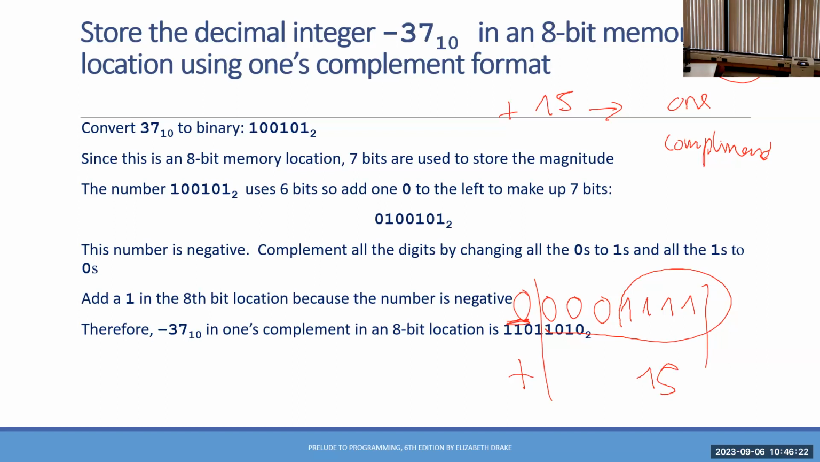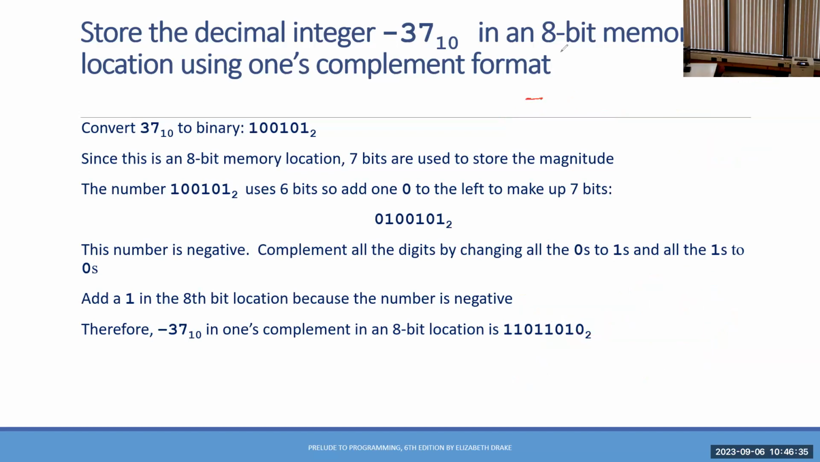So if it's a positive number, the format is always the same. You just normally convert it and add 0 at the beginning on the left here. Make sense? Now, my question here: what happens if I want to represent the positive 15 in one's complement in 8 bits here? What is it? How do we do it? So you reverse it to 1, 1, 1, 1, 0, 0, 0, 0. Right? That's it.